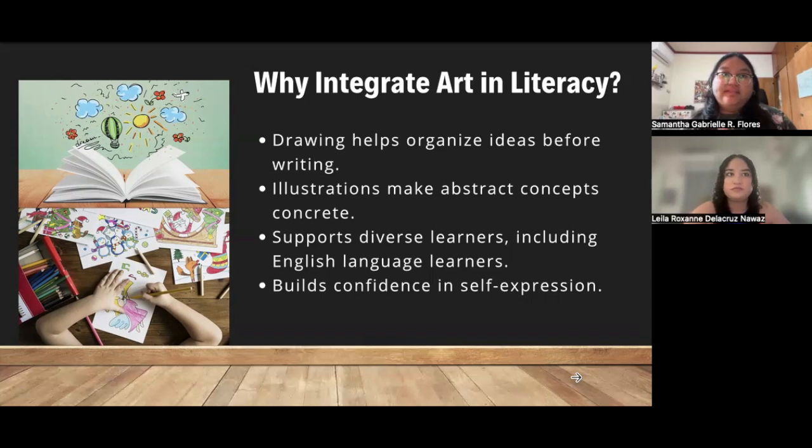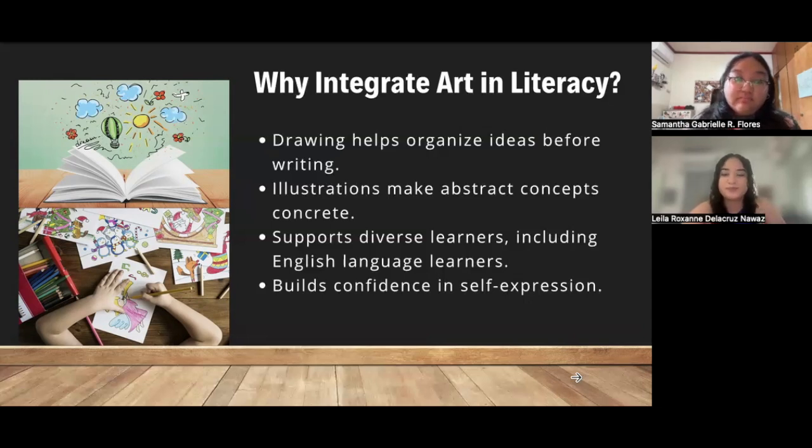And so to make this concrete, we would create an illustration. We could visualize it. And it supports diverse learners, including English language learners. This is especially important because English language learners' first language isn't English. So you may be giving them a sentence, but they don't understand it. But you could be drawing it and they can understand it even better because it comes across better, since we don't speak their same language.